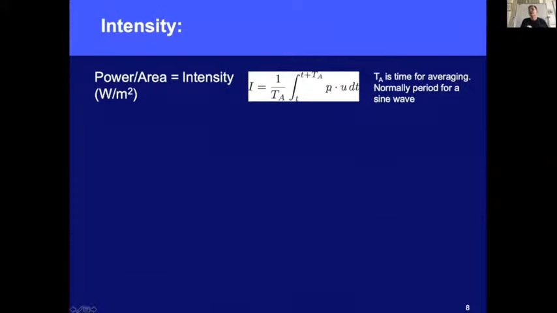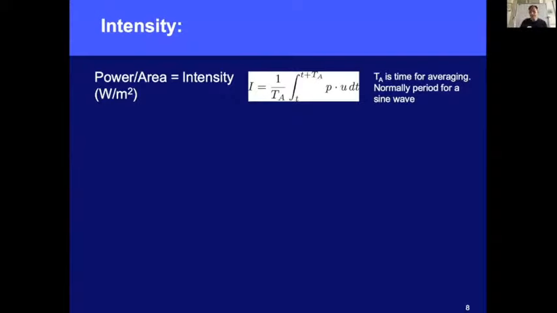And so the way we get it, we take pressure times particle velocity, we integrate over some integration time, TA, and then we take the average of this, so we multiply by 1 over TA to average out the time we've integrated over. And this averaging time TA, if we have a wave like a sine wave, would be the period. If you've got a short pulse, it will be the duration of the pulse.